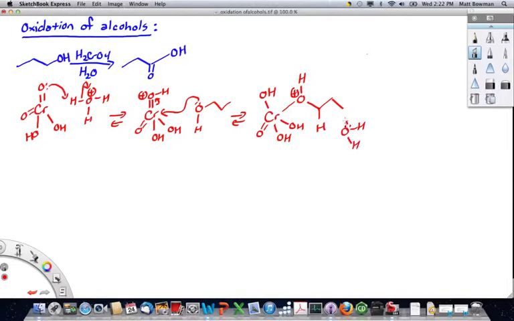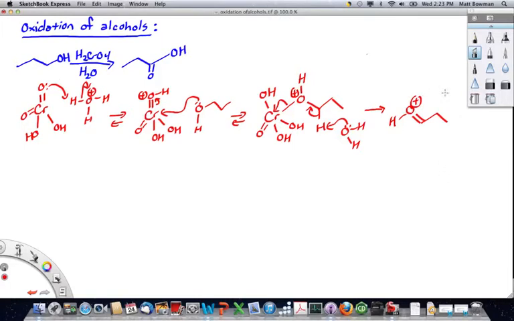Water comes, takes this proton off. The electrons from that proton swing over, like on a hinge, to be between this carbon and this oxygen. The electrons from the chromium-oxygen bond get kicked onto that chromium. Irreversible process. And you end up with a protonated aldehyde.